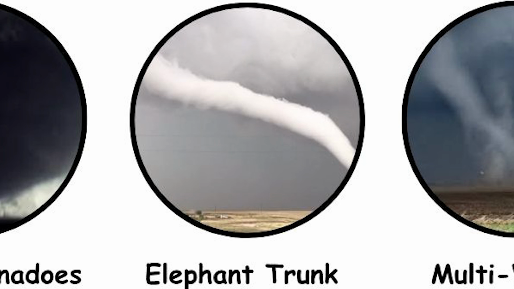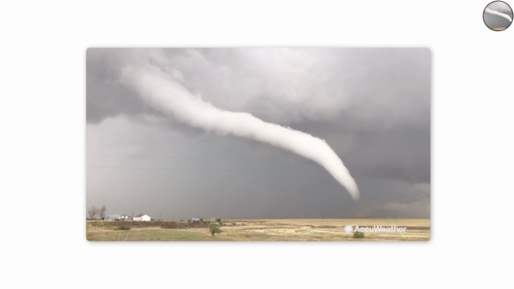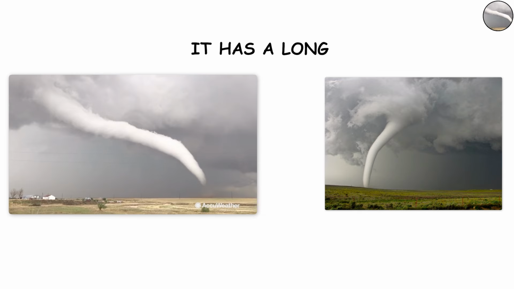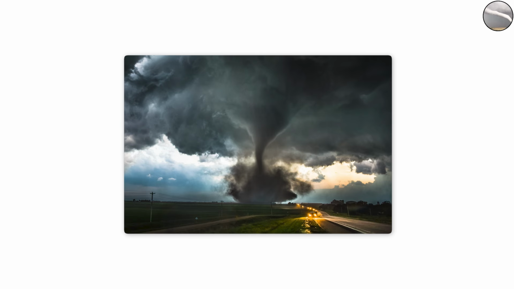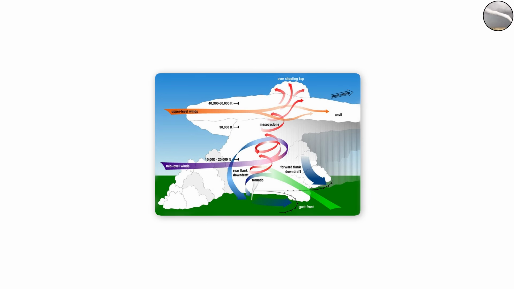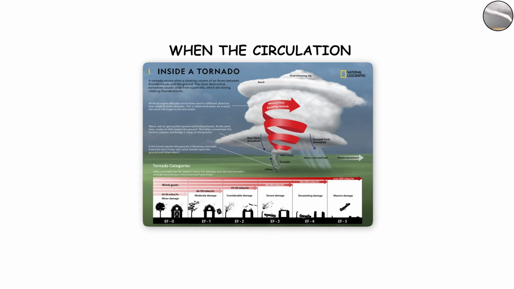Elephant trunk tornadoes. The elephant trunk tornado is a more dramatic and photogenic shape. It has a long, narrow funnel that widens near the top, resembling an elephant's trunk extending from the sky. Elephant trunk tornadoes typically appear during a tornado's middle stage of development, when the circulation is strong but not yet as broad as a wedge tornado.